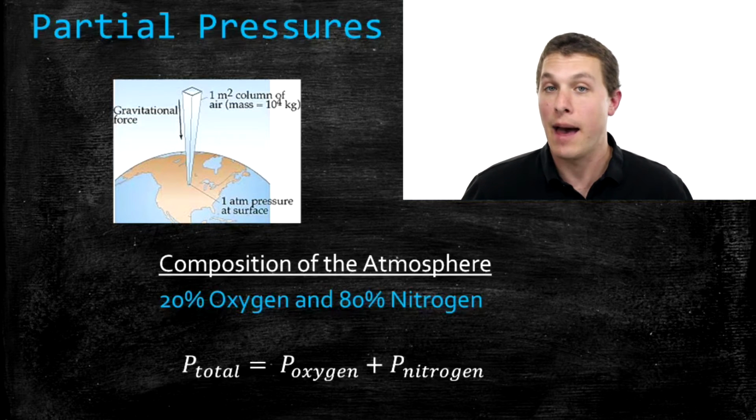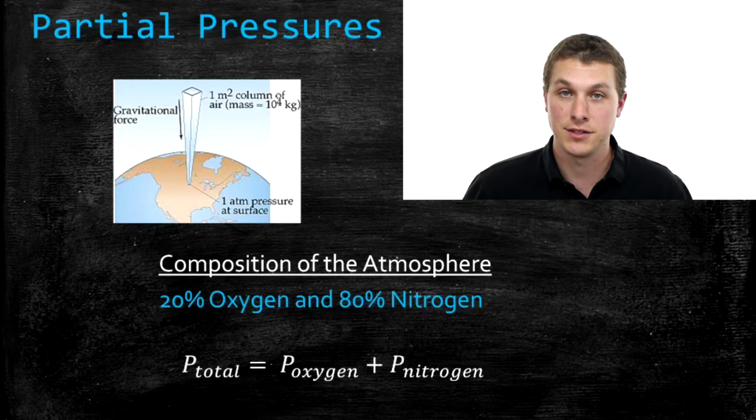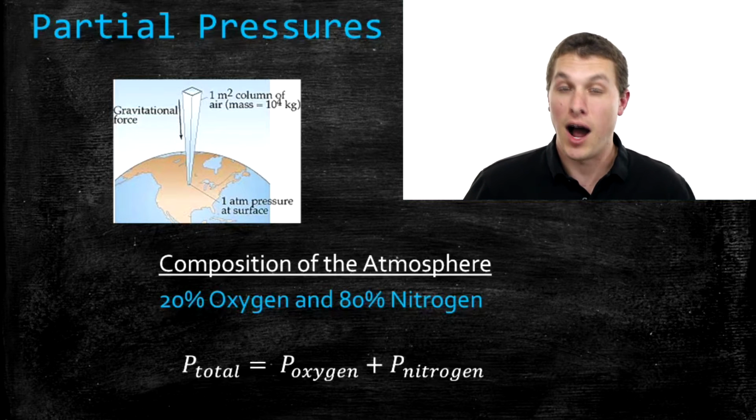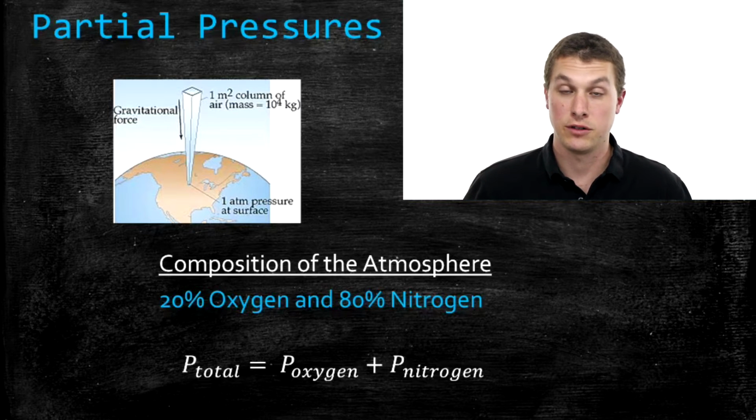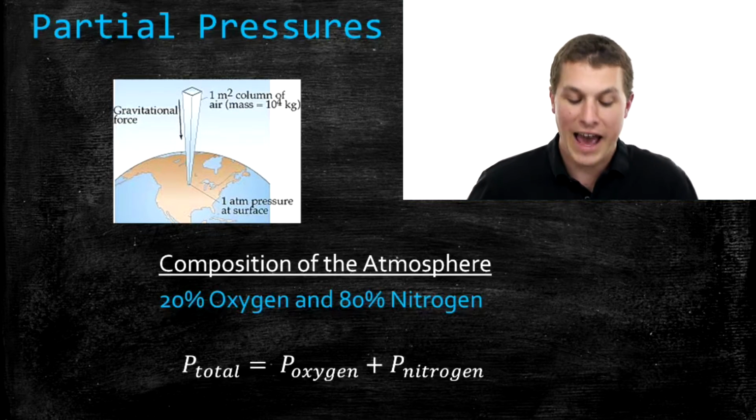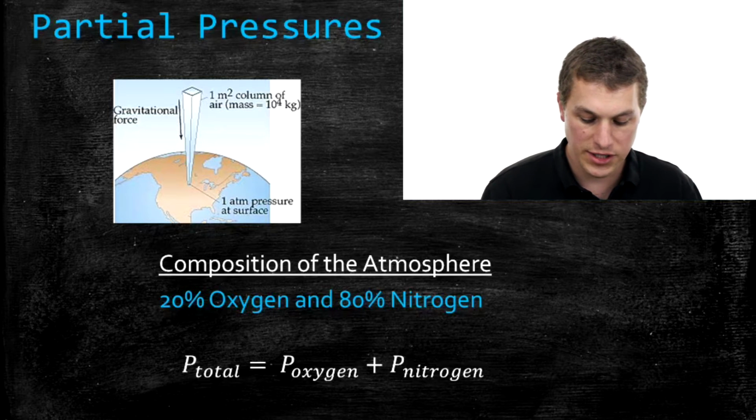And it turns out that the atmosphere is made up of mostly oxygen and nitrogen. And that oxygen exerts a force on you every time it collides with you. And same with the nitrogen. And if you want to know the total pressure that results from both of those gases, it turns out you can just add them up. And so that's this equation down here below.